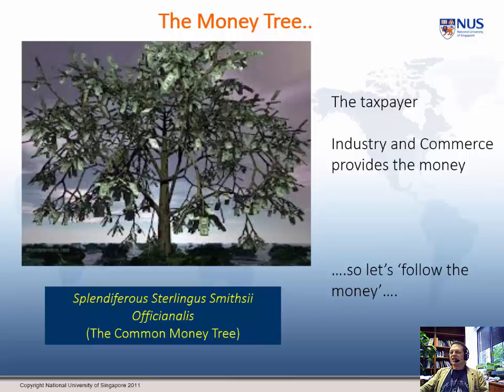Where does government get its money from? Well, it taxes and charges companies and industries and commerce directly, but those companies pay you and me, Joe Bloggs taxpayer, and then they tax us too. So ultimately, most of the money springs from industry and commerce. Countries, well, anyway, we'll go there a bit later.